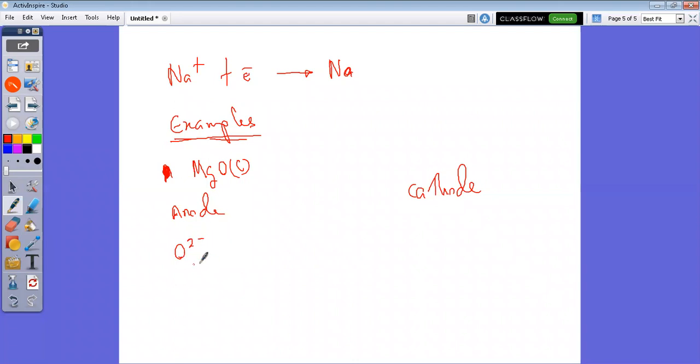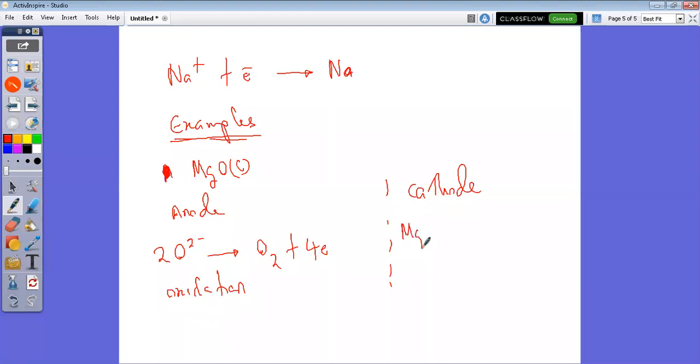Remember, it loses 2 electrons. I'll write it the other way. Oxygen does not exist as a single atom; it exists as diatomic, so I have to put 2 here, then plus 4 electrons. That's what happens. Clear? So this is oxidation, from -2 to 0, an increase in oxidation state. Oxidation.